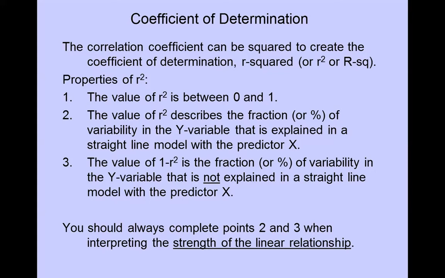The part left over, 1 minus R squared, or 100 minus R squared if it's a percent, is the fraction or percent of variability in the Y variable that is not explained in the model. And we say that that is left to random error, not as a mistake, but just what's not explained by the model. You're always going to want to be able to write interpretations using points 2 and 3, the part explained and the part left unexplained.